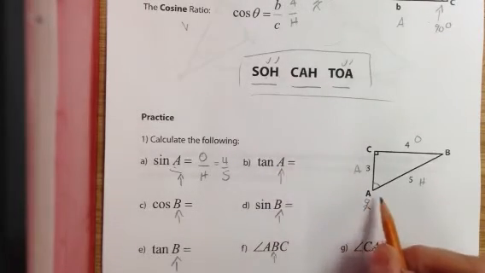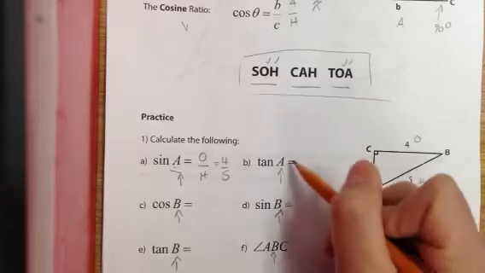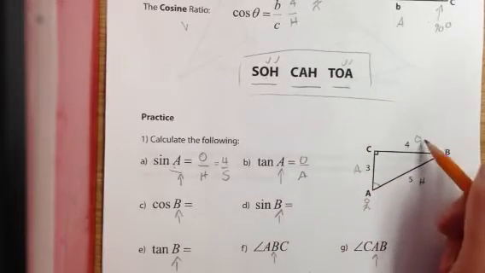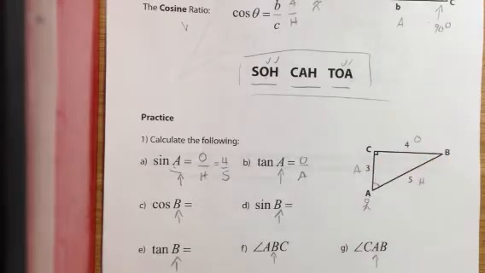Tan of A is still looking from A, but it's going to involve O over A. So tan of A equals O over A. So it involves the O side and the A side. So 4 over 3.